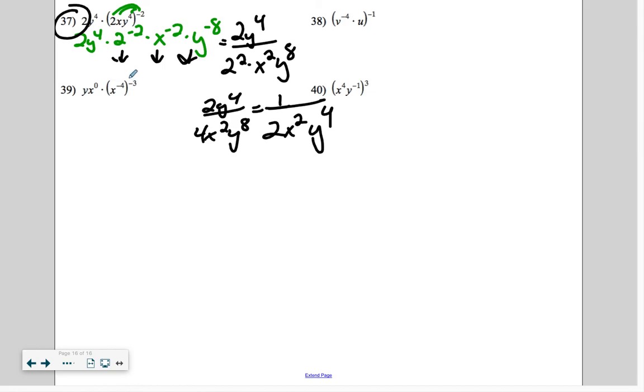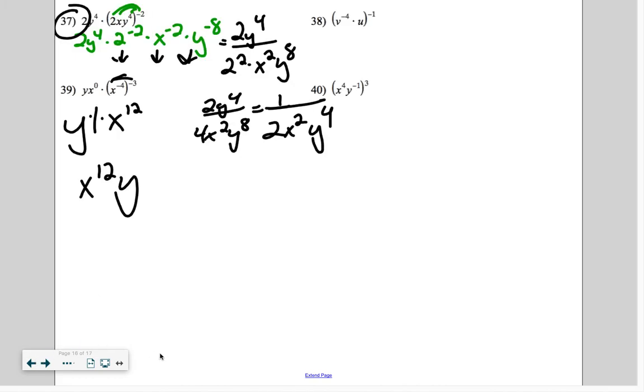So here, sprinkle. We get x to the positive 12 power. Now we have y times x to the 0. That's right, that's 1. So our final answer is x to the 12th times y. Oh, that's it. Yeah, wasn't that fun?